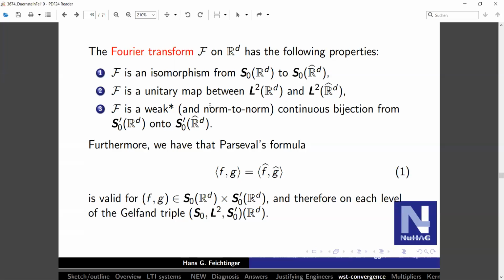So that's quite different in our setting. We were saying, well, we define the forward Fourier transform in a decent way. We take limits in the right way, and then we get a mapping which is weak star continuous, also norm to norm continuous on the dual space. And we would like to know what the inverse Fourier transform is.